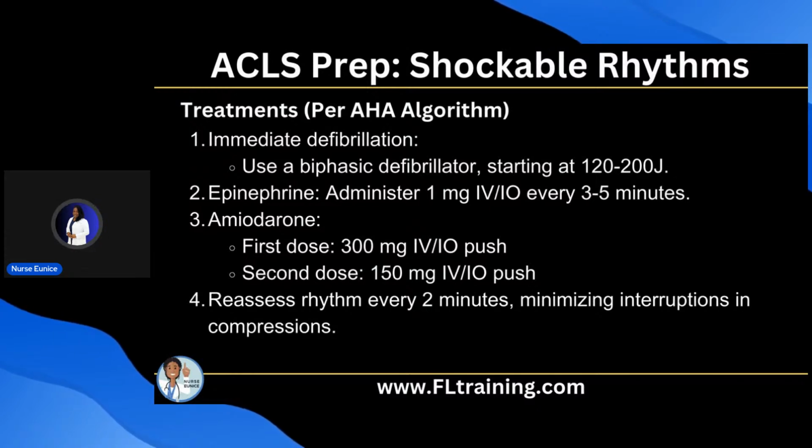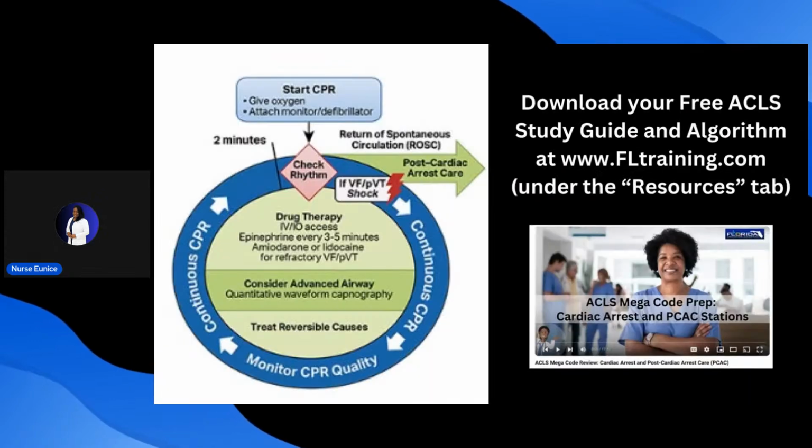And we're going to cycle out compressors every 2 minutes and also reassess the need for continued CPR and more shocks every 2 minutes. We reassess and we switch every 2 minutes, remembering to minimize interruptions to no longer than 10 seconds. I love the ACLS algorithm, the circular algorithm. It just simplifies everything for me.